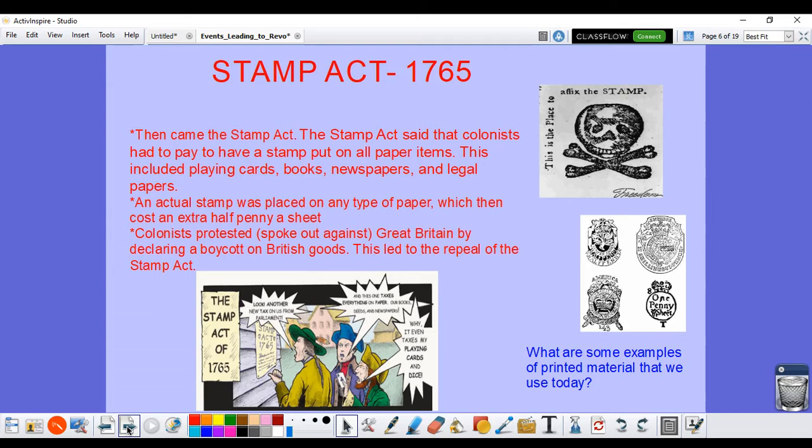The colonists did not like this, and they protested, or they fought back against this by boycotting paper goods and British goods. Now, when you boycott something, you refuse to purchase or use that service. And so when English Parliament, their government, saw that the colonists were not buying any of these things and they weren't making any money from the taxes off of those things, they decided to repeal or take back the Stamp Act, so it wasn't a thing anymore.